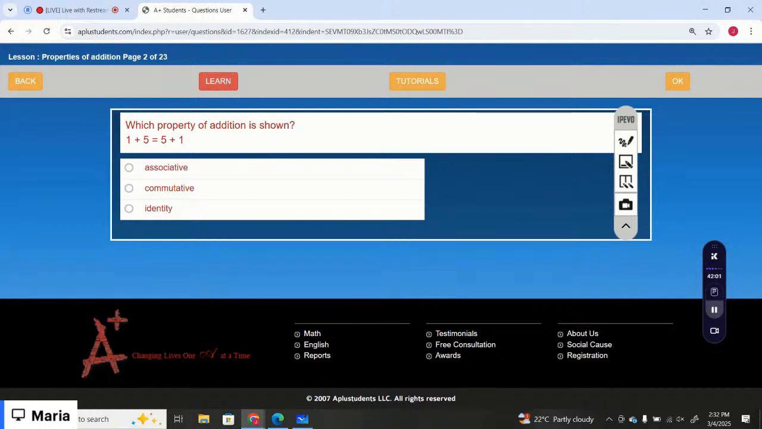Which property of addition is shown? 1 plus 5 equals 5 plus 1. So which is the correct option? That is the commutative property. Option number two is the correct option.